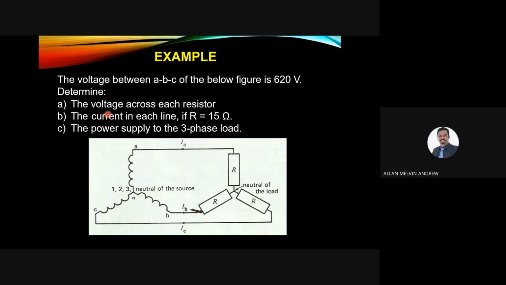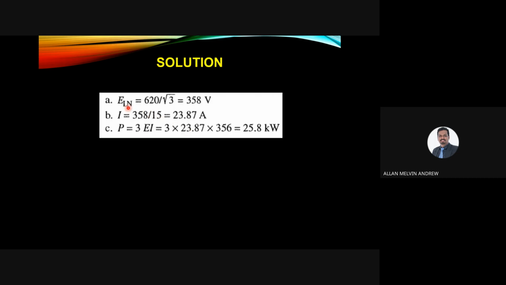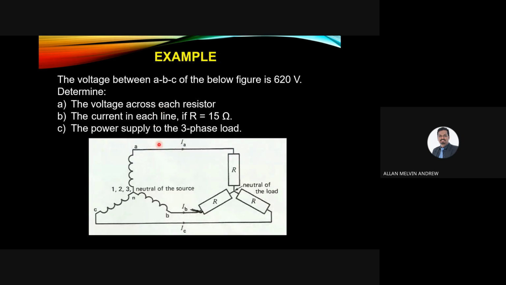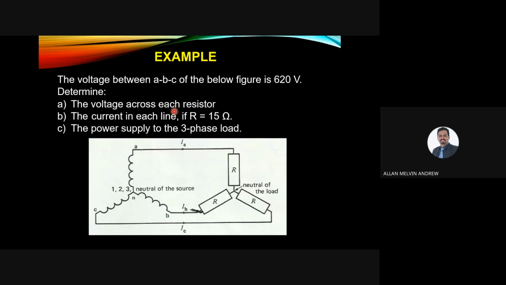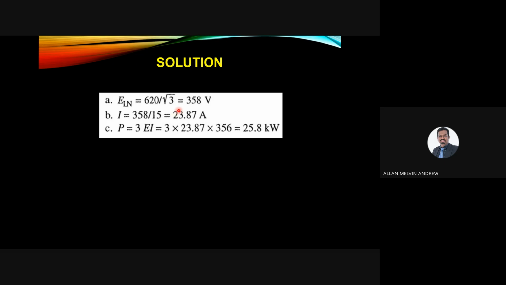Can you determine the voltage across each resistor, the current in each line if R equals 50, and the power supplied to the three-phase load? Okay, so E_LN equals 620 divided by square root of 3. So 620 is the effective voltage. So 620 divided by the square root of 3 equals 358 volts.